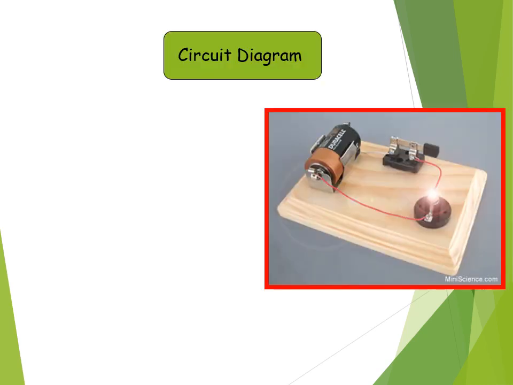Now, in my next slide, you will find on the right hand side of the screen a graphic of an actual electric circuit where we find a cell over here connected with a switch, and in this case the switch is turned on, and I can see the bulb is lighting up, and these three components are connected by means of a wire. The electric current flows from the negative of the battery through the switch, through the bulb, and back to the positive of the battery.